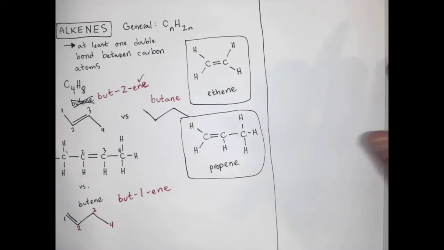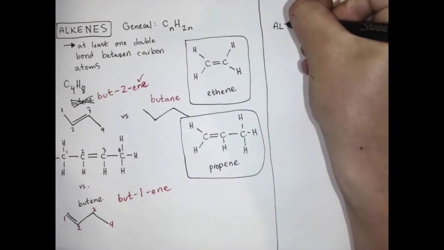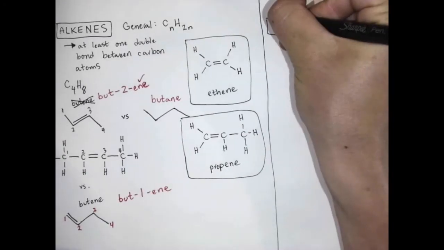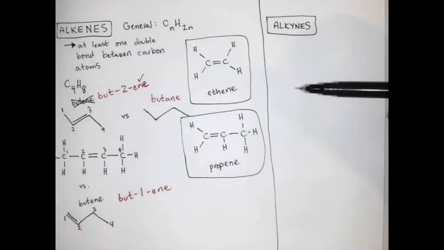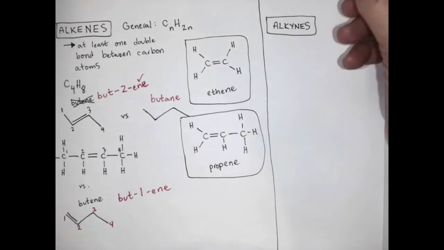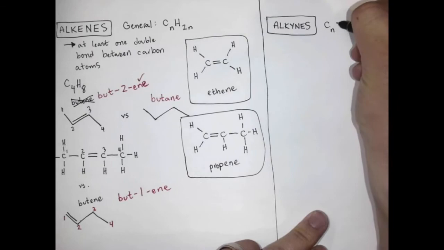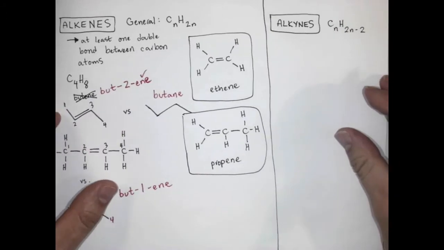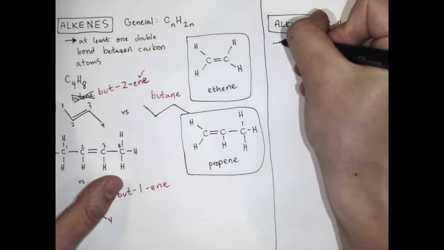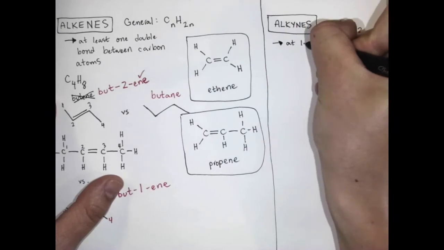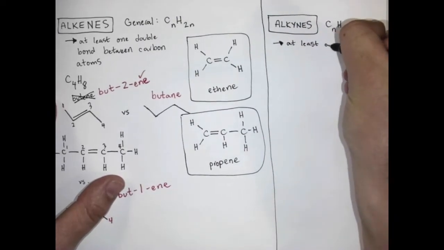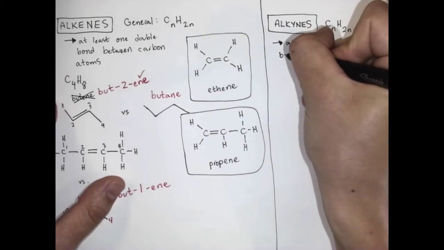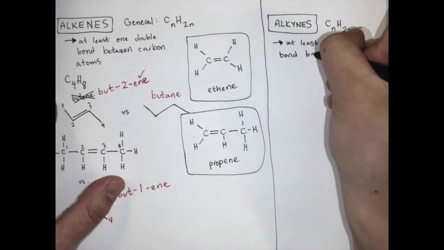With the last about 5 minutes of this video, I'm going to quickly go over how to name alkynes. Sorry, model and name alkynes. So an alkyne is just like an alkene, except we're going to take away 2 more hydrogens. So its general formula is going to be CnH2n minus 2. So we're taking away another 2 hydrogens. And an alkyne is a hydrocarbon with at least 1 triple bond between carbon atoms.